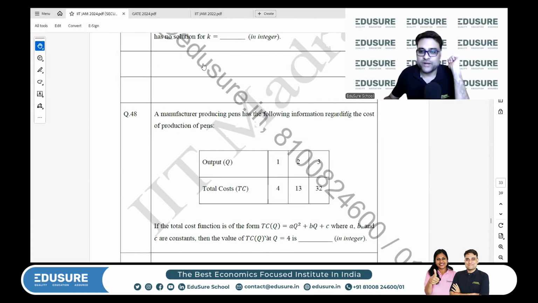This is IIT JAM 2024, question number 48. A manufacturer producing pens has the following information regarding the cost of production. Okay. The total cost is of this form.